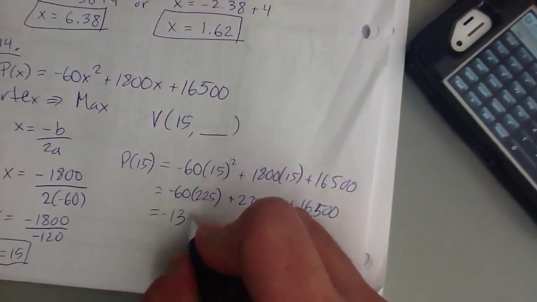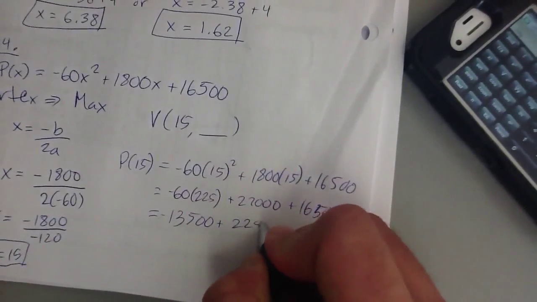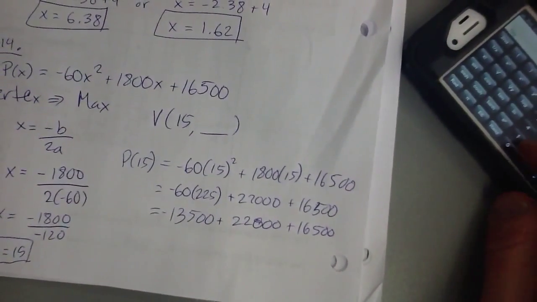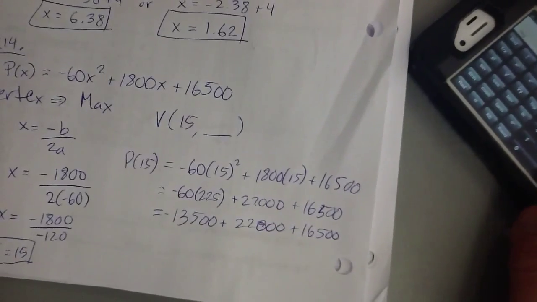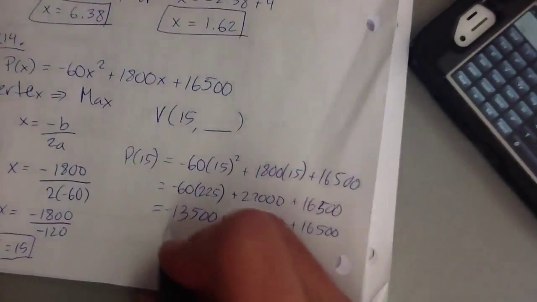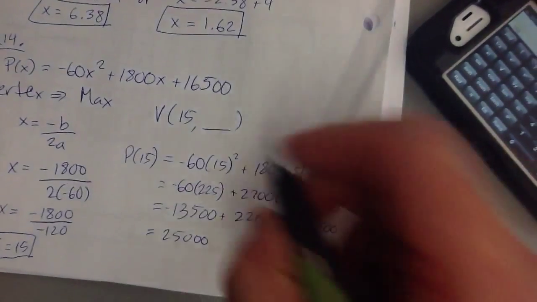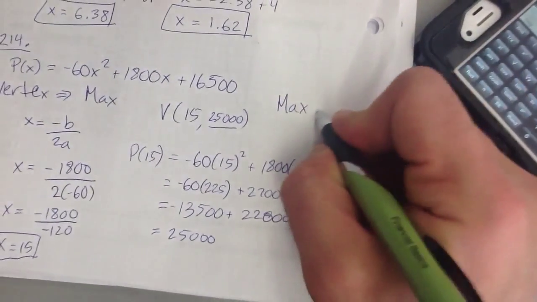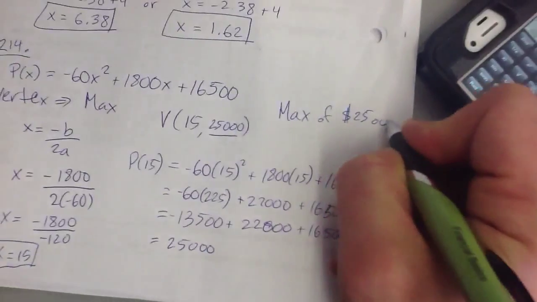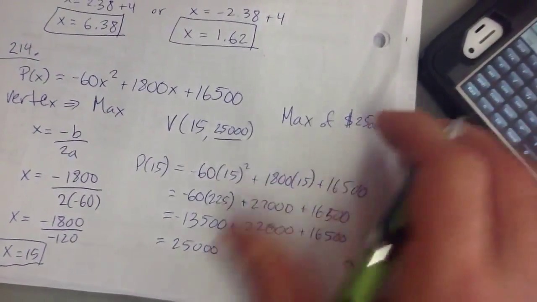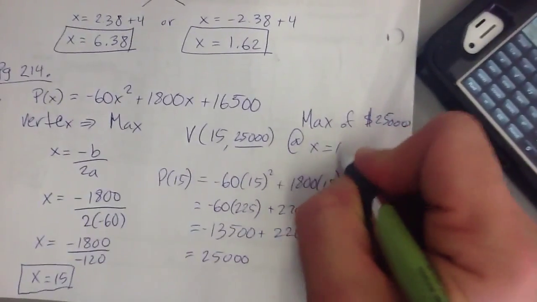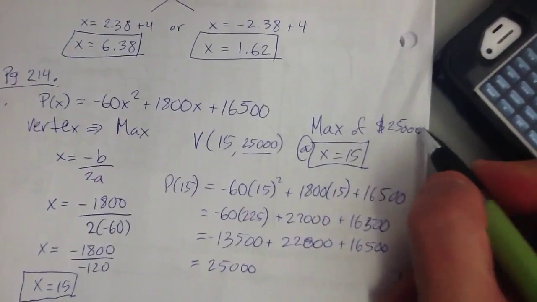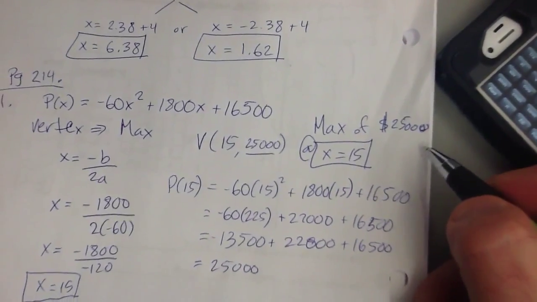Okay, so I can do now negative 60 times 225, and I get negative 13,500 plus 27,000 plus 16,500. And then if I add these things together, I get 25,000. So that means there is a maximum of $25,000, and it happens at x equals 15. So when the ticket price is $15, I will have a maximum profit of $25,000.